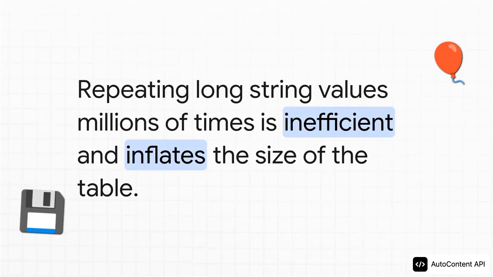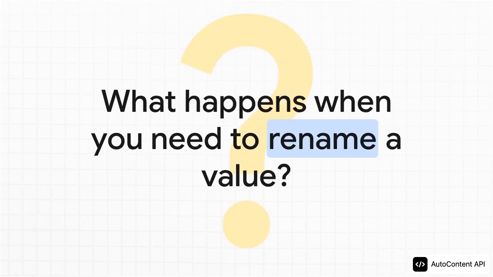See, the real problem is just plain old repetition. Every single row has to store the full text of the status. Think about it. If your status isn't just pending, but something longer like awaiting customer confirmation, storing that long string millions and millions of times just eats up space. It inflates your table size for no good reason. But honestly, storage isn't even the biggest headache here. This is where the real nightmare begins.